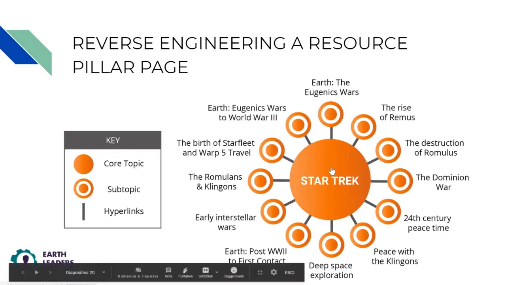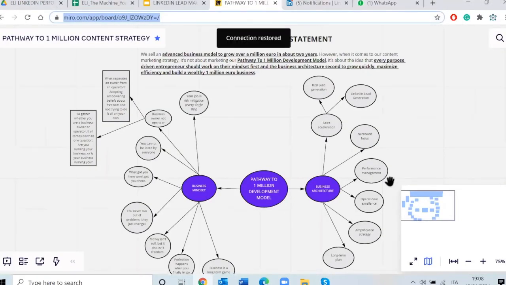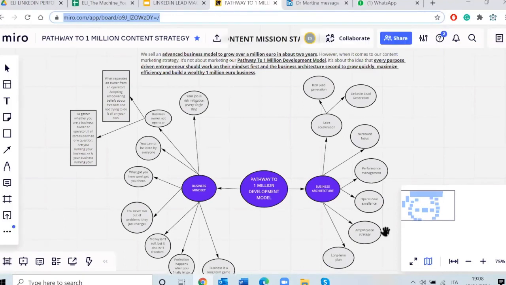Okay, so I want to show you the Pathway to $1 Million. I used a Miro board for that. So here's how I do the work. I did it for our services, and I do it for my clients. Whenever they want to start promoting their services on LinkedIn, I help them create the content strategy first.